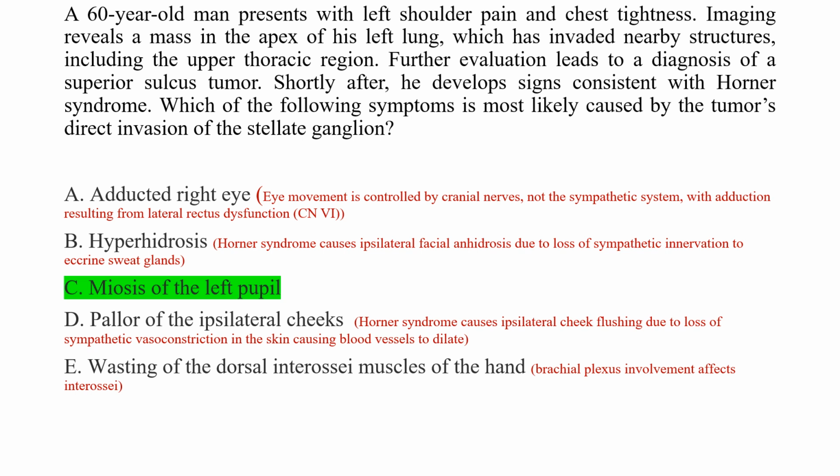Option E. This option focuses on the muscles of the hand, which are innervated by the ulnar nerve. The tumor has invaded the stellate ganglion, which is part of the sympathetic nervous system, not the motor pathways to the hand. For muscle wasting to occur in the hand, the tumor would need to affect the lower trunk of the brachial plexus, which supplies the ulnar nerve. However, there is no indication in this case that the tumor has affected this area of the nervous system. So this option is not correct either.